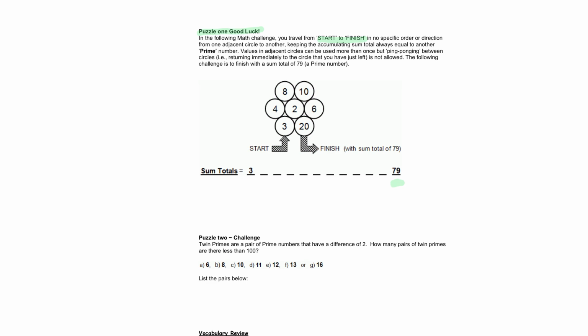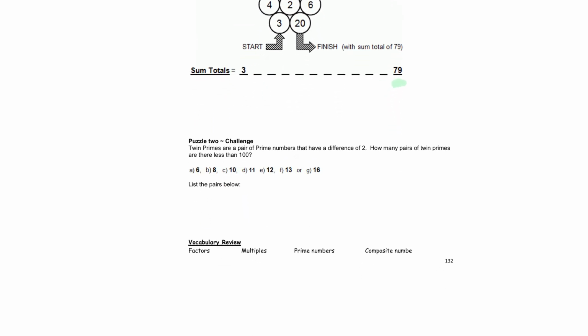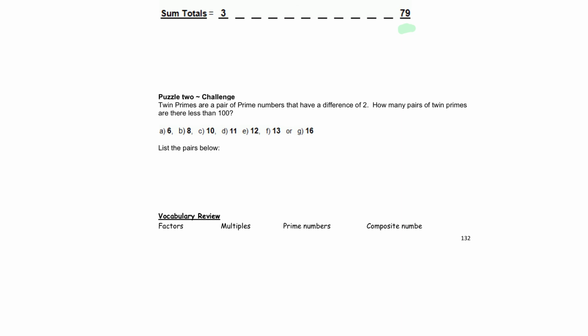In puzzle number 2, here's another challenge. Twin primes are a pair of prime numbers that have a difference of 2. How many pairs of twin primes are there less than 100? Try your best to answer that question. Now, it is a multiple choice, but what you need to do is list all the pairs below, so hopefully that'll help you. Remember, the twin primes are a pair of prime numbers that have a difference of 2.